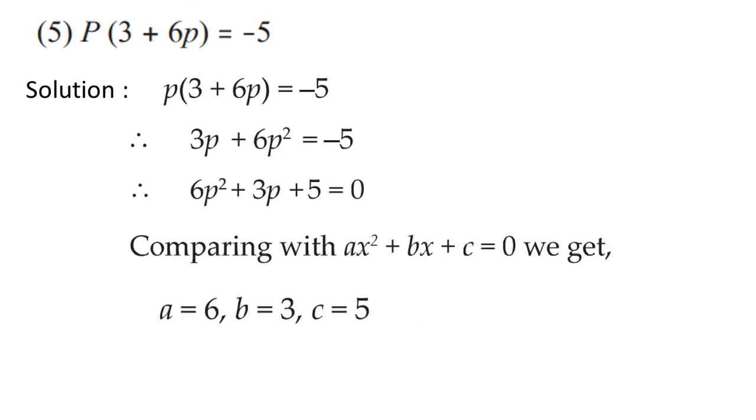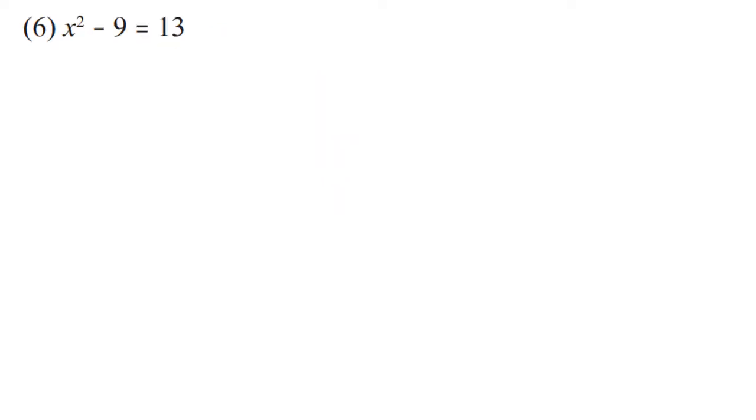Now let us go further towards the sixth question. Question number 6 again is a little bit different, so I am discussing it. See, the question is x square minus 9 is equal to 13. So what you can find here is the term with square is present, but the term with x is not present. And the two constant terms are present here. That means here one term is missing. That is why I am discussing this question.